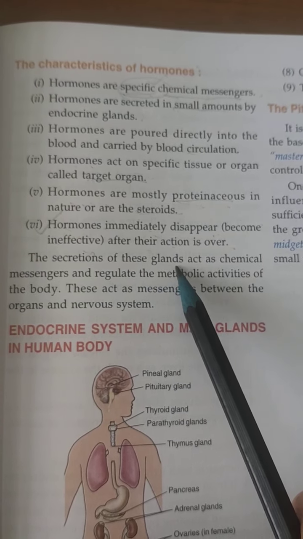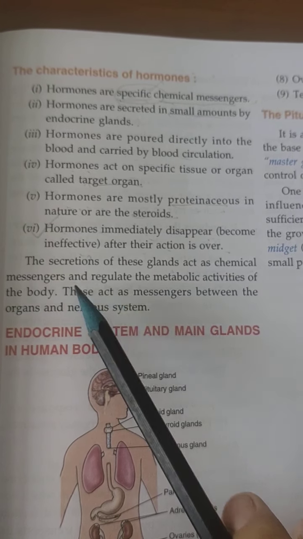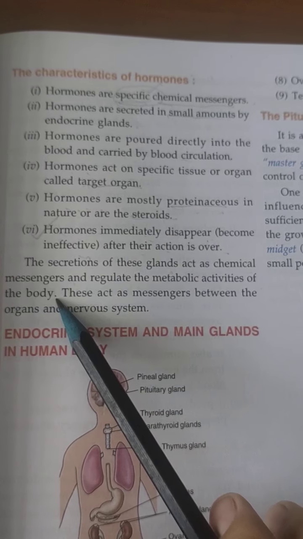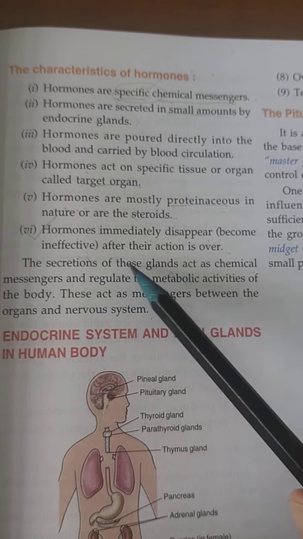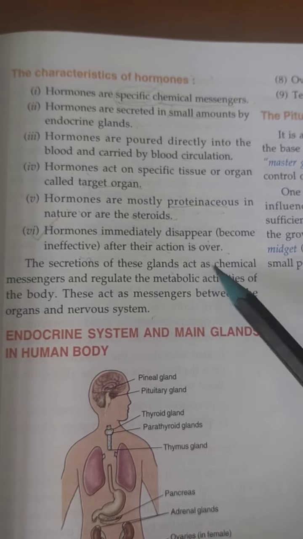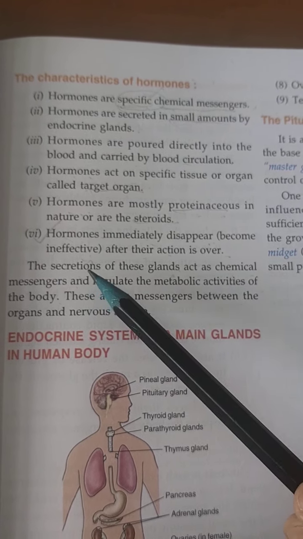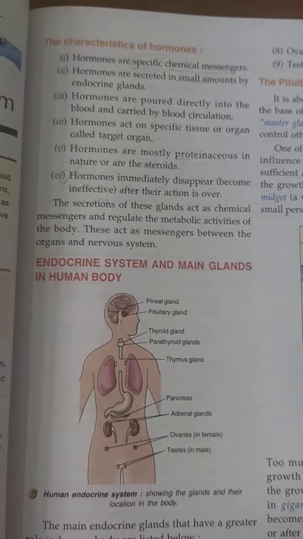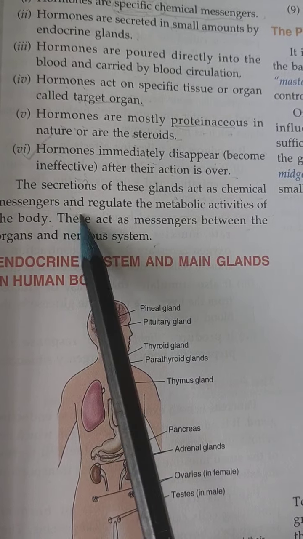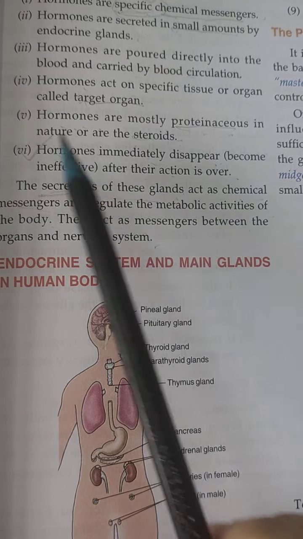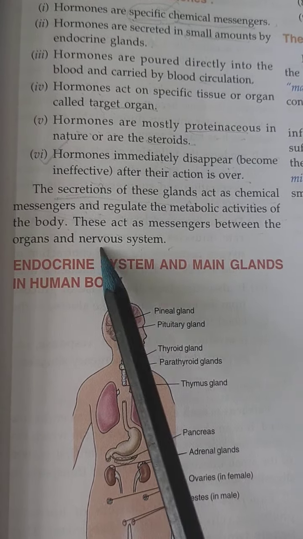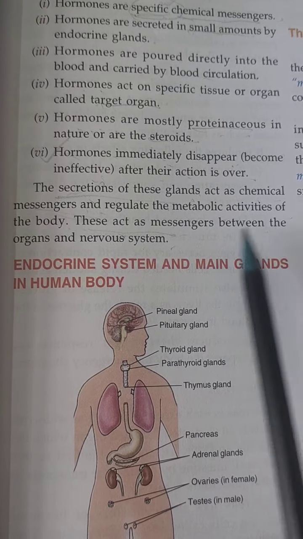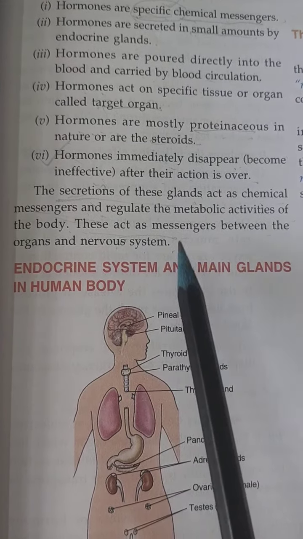The secretions of these glands act as chemical messengers and regulate the metabolic activities of the body. These act as messengers between the organs and the nervous system. A messenger is something that carries information or something from one place to another. So these hormones are the messengers that regulate different types of metabolic activities that take place in our body, and they act as messengers between the organs and the nervous system.